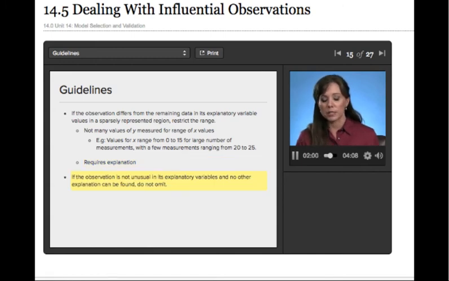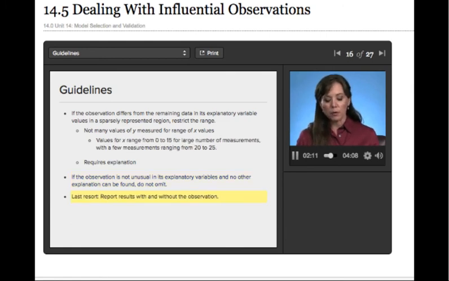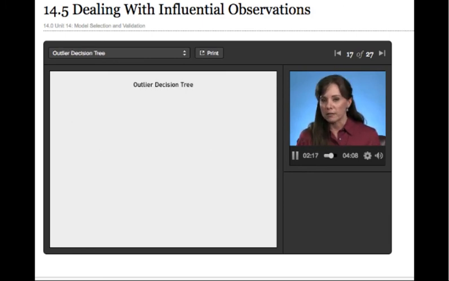If the observation is not unusual in its explanatory variables and no other explanation can be found for its being unusual, we can't omit it. So our last resort then is to report results both with and without the observation. So here's kind of an outlier decision tree that I've outlined.